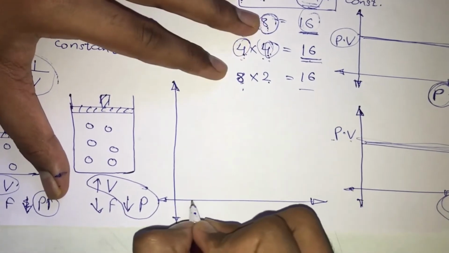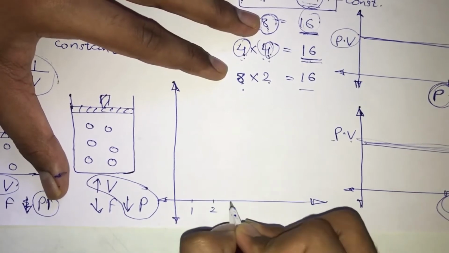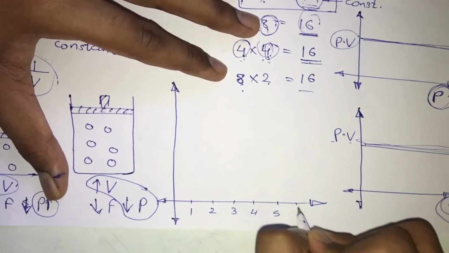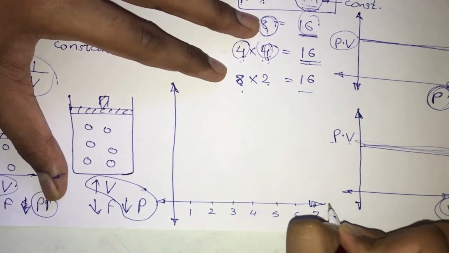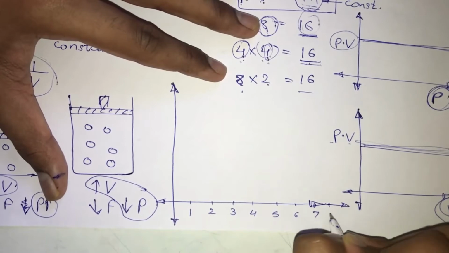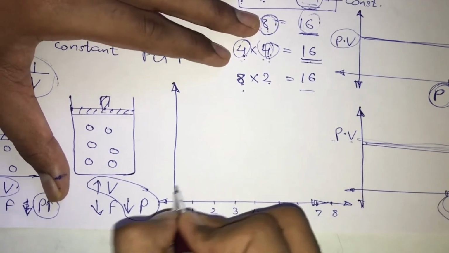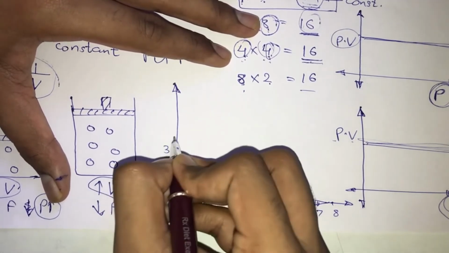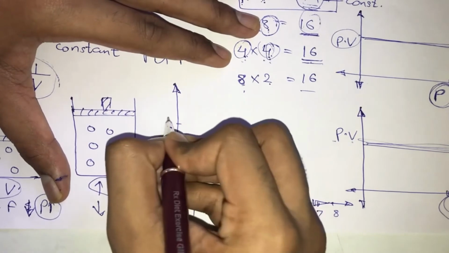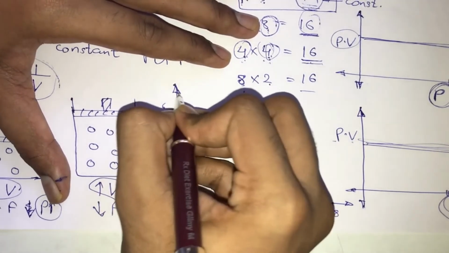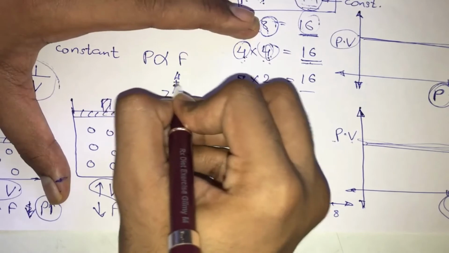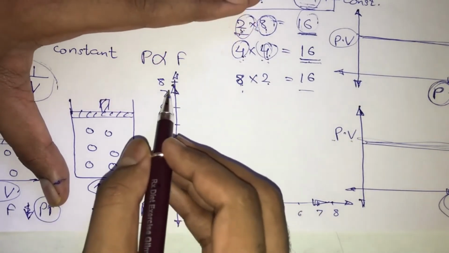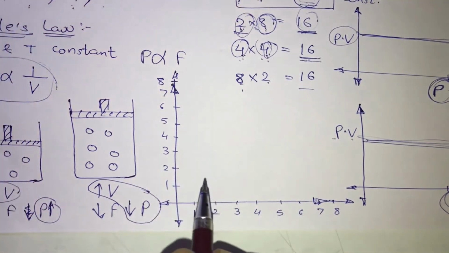Okay, so let's say this is my 1, this is my 2, this is my 3, 4, 5, 6, 7 and 8. Okay, and on the y-axis I plot 1, 2, 3, 4, 5, 6, 7 and 8 over here. Sorry, there is a mistake over here. I first drew small arrows. Okay, so I hope you can understand this.